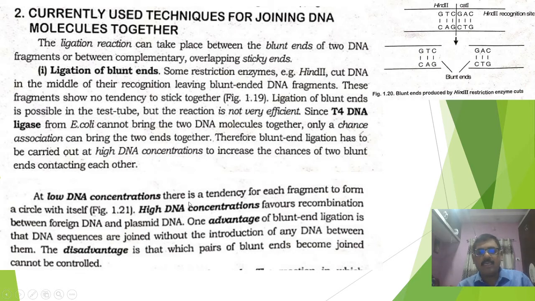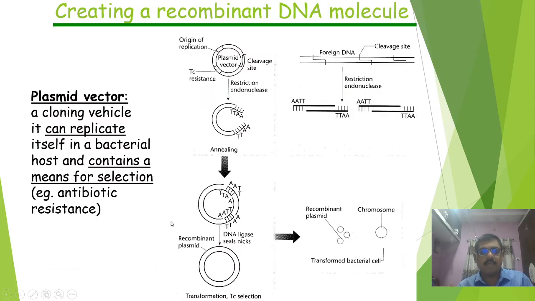At low DNA concentration, there is a tendency for each fragment to form a circle with itself, and high DNA concentration favors recombination between the foreign DNA and the plasmid DNA. One advantage of blunt end ligation is that DNA sequences are joined without introduction of any extra DNA between them. And the disadvantage is that which pairs of blunt ends become joined cannot be controlled. It is only by chance that they will get attached to each other.